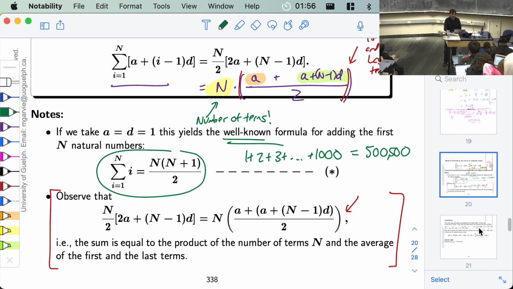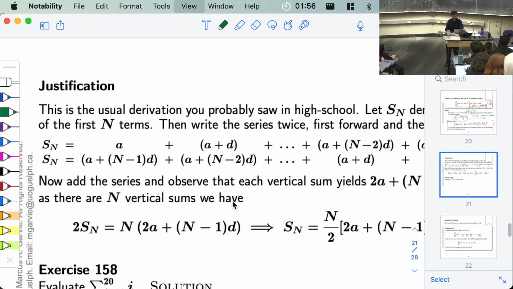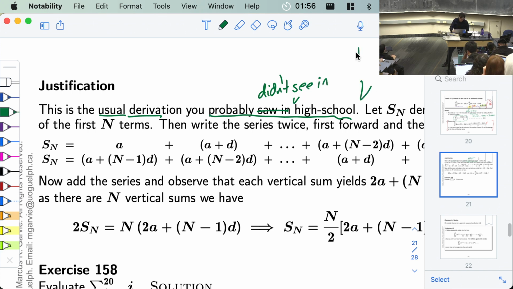Then on the next page, this is my favorite part so far of the notes. This is the usual derivation you probably saw in high school. Put your hand up if you saw this in high school. You saw how to get the formula in high school. A couple people, three, 4 people. Put your hand up if you did not see it in high school. Okay, more people. This is what I was expecting. So let's correct the notes. You probably didn't see it in high school, but you did see it in the video before reading week.